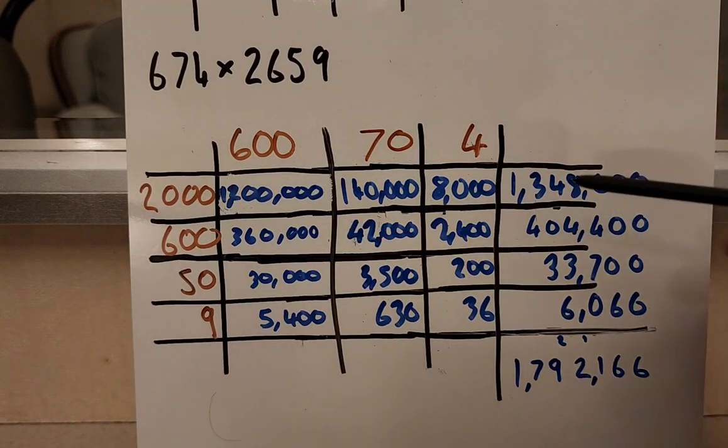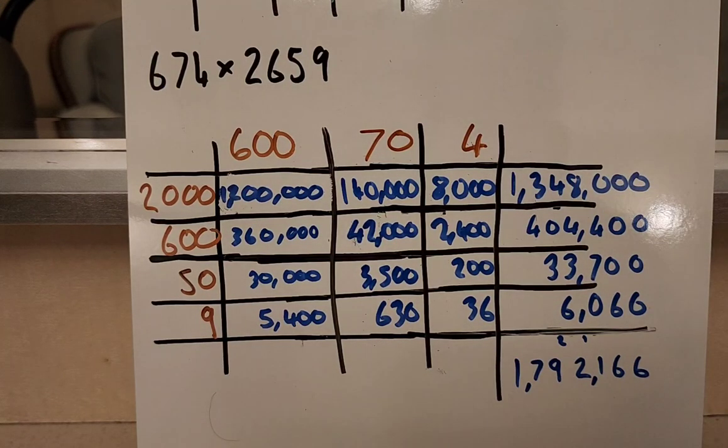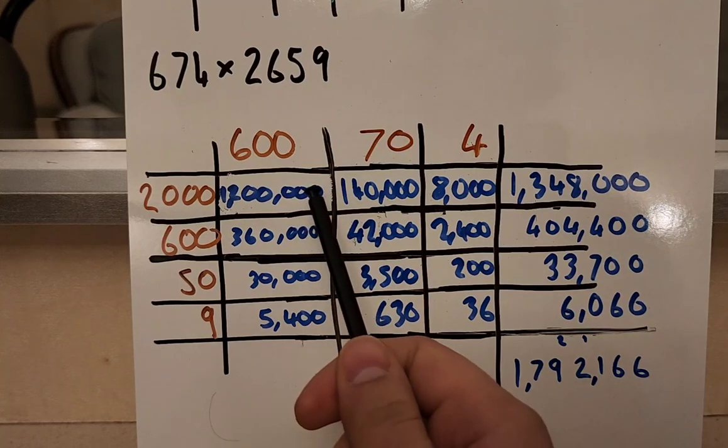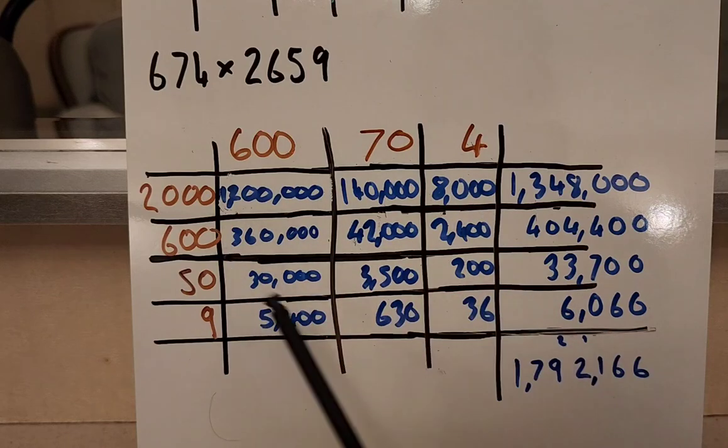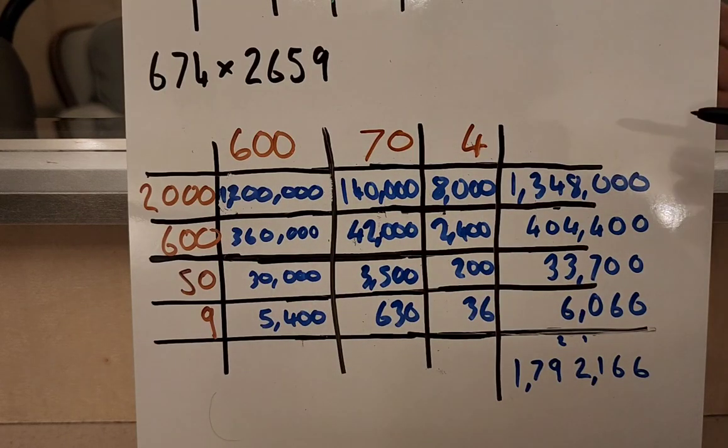Here you can see this method is much easier than partitioning, because if I was partitioning, I would now have to add 1, 2, 3, 4, 5, 6, 7, 8, 9, 10, 11, 12. 12 numbers in column addition is a lot. Even 4 can be challenging sometimes, or 5 can be challenging sometimes. Here I've got nothing but 6, nothing in the tens column but 6.